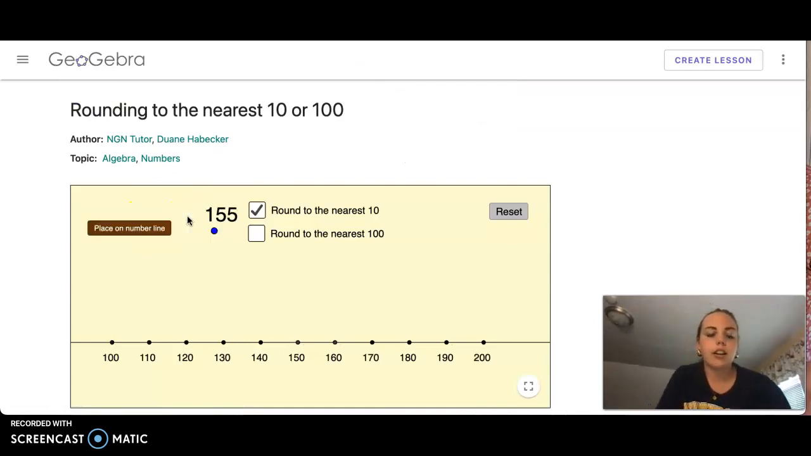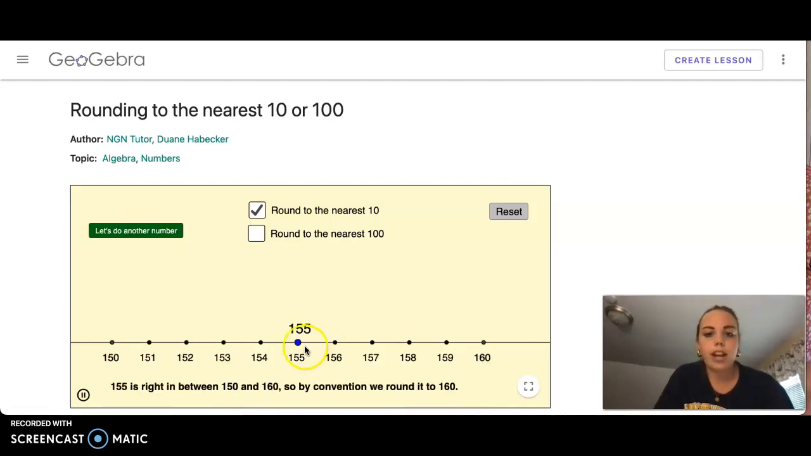And let's see right here. We're going to place it on the number line. As you can see, 155 is right in the middle, but by convention, like I said, if it's 5 or above, we're going to round it to 160.